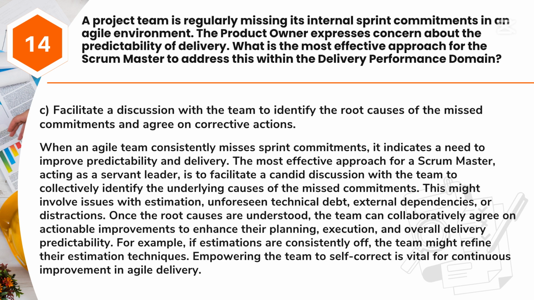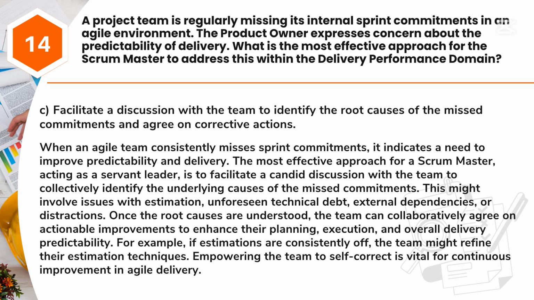Answer: C. Facilitate a discussion with the team to identify the root causes of the missed commitments and agree on corrective actions. When an agile team consistently misses sprint commitments, it indicates a need to improve predictability and delivery. The most effective approach for a Scrum Master, acting as a servant leader, is to facilitate a candid discussion with the team to collectively identify the underlying causes of the missed commitments. This might involve issues with estimation, unforeseen technical debt, external dependencies, or distractions. Once the root causes are understood, the team can collaboratively agree on actionable improvements to enhance their planning, execution, and overall delivery predictability.